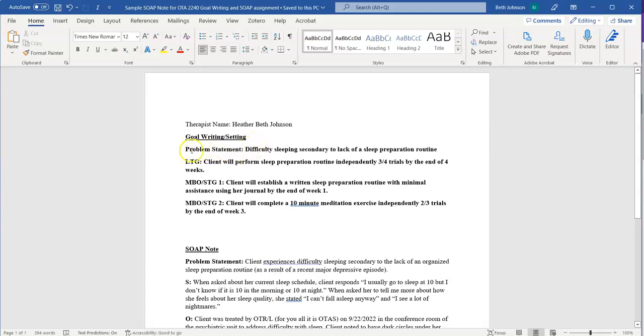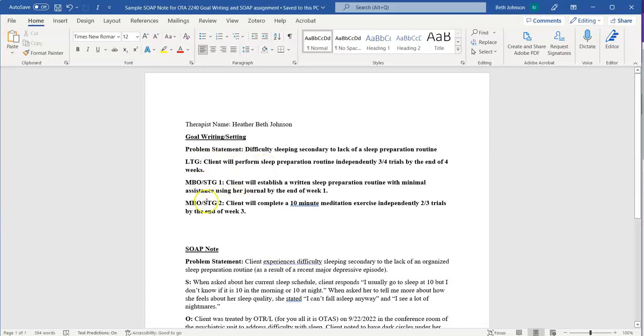In looking at that, you want to make sure that all of those elements are included in the goal. So the first thing I did here, just like in your assignment, was write down a problem statement or a problem area. The one I chose is difficulty sleeping secondary to lack of a sleep preparation routine. Then my long-term goal: client will perform sleep preparation routine. So that's my C and my O. And then independently, that's my A. 3 out of 4 trials, that's my S or specific condition, by the end of 4 weeks.